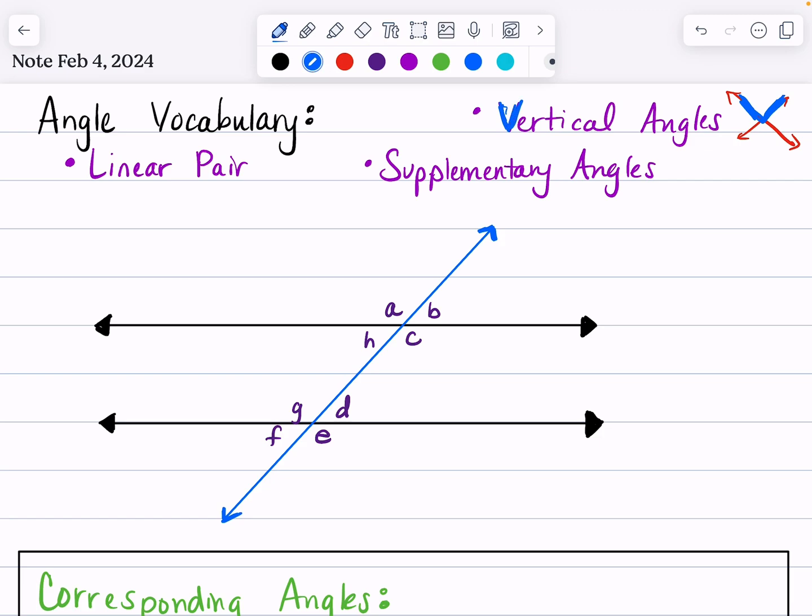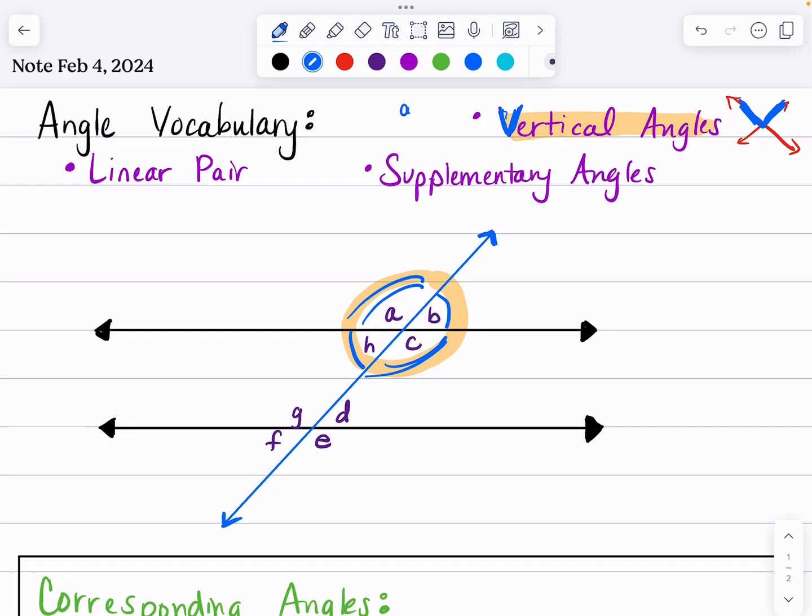There are vertical angles all over the place, but I'm going to highlight one set right here because I see an X. So there are two sets of vertical angles in that highlighted portion. And just by looking, you can see that B is congruent to H and A is congruent to C, and that is by vertical angles. So some examples here are A and C, and B and H. So vertical angles, think X pattern.